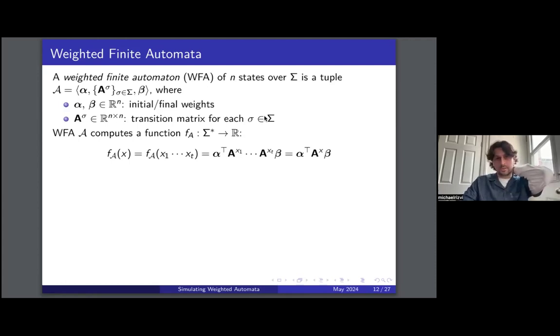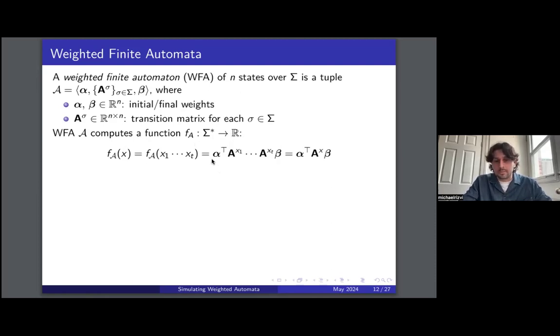The way that we compute this function is the following. We take a linear combination of matrices. What we want as input is any word from sigma star, and what we have as output is some real number. You could do this over any other semiring, but for the purpose of this work, we're just considering the reals.